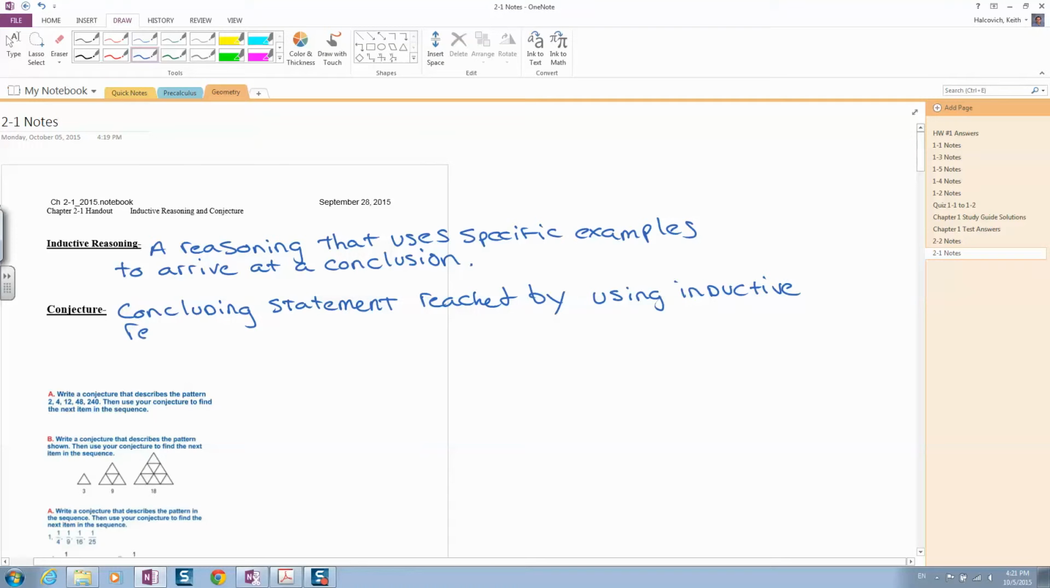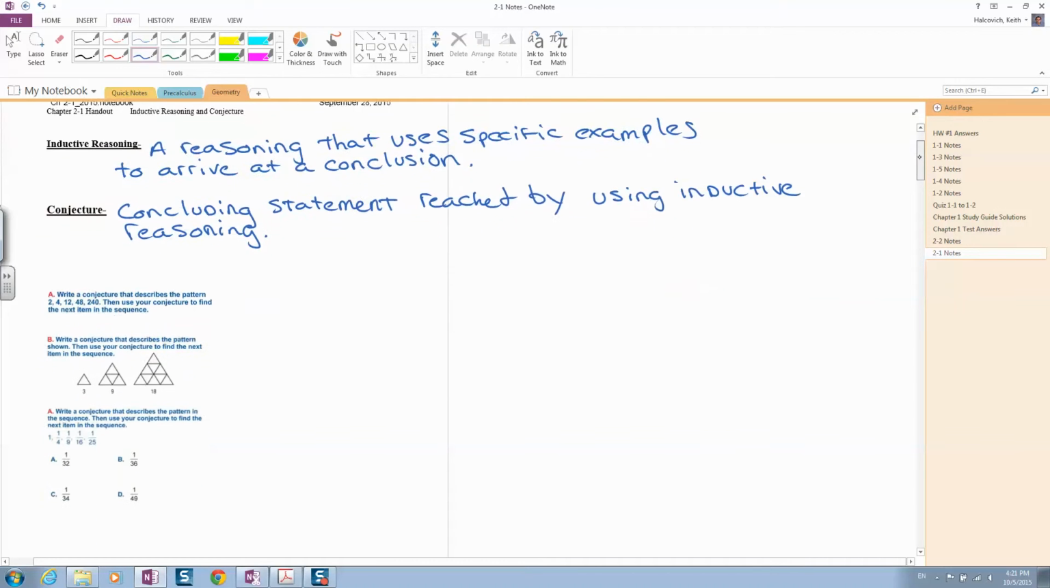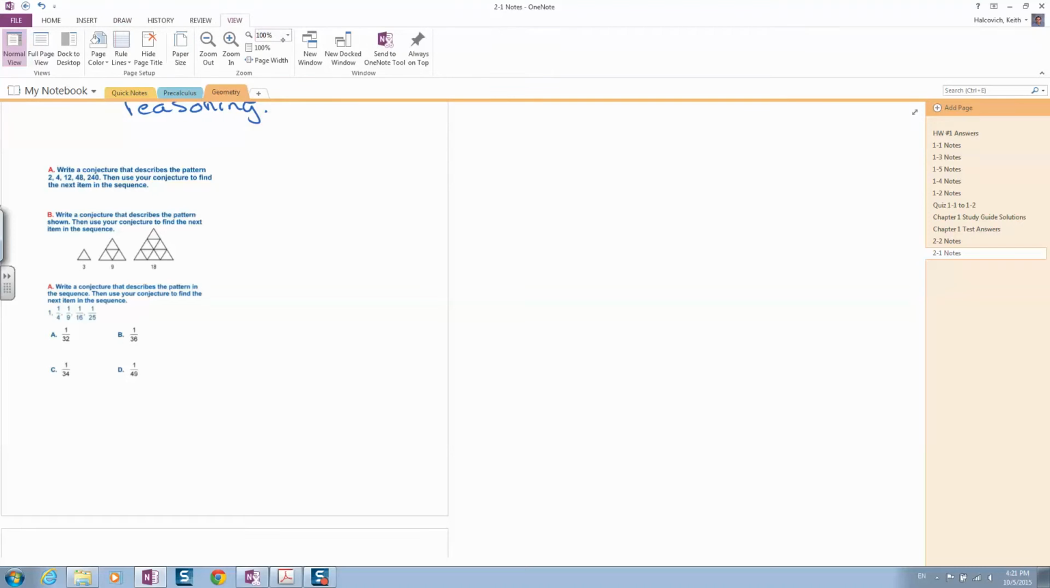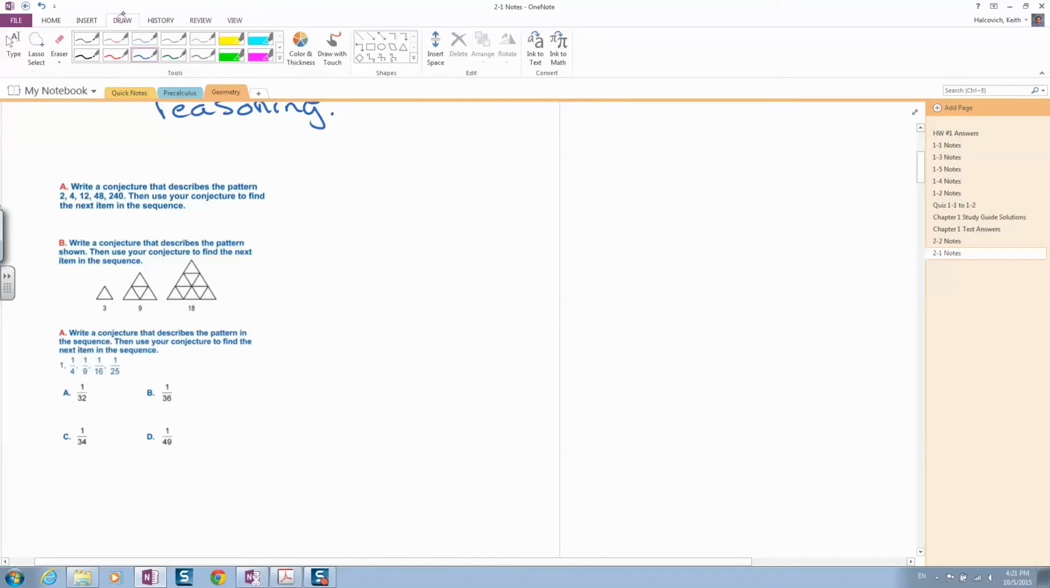So those are two definitions that you need to know before we start going through the examples. What inductive reasoning is, what a conjecture is. So inductive reasoning is the process, the conjecture is what you're going to come up with. So the first statement here, and let me make it a little bit bigger. There we go. The first statement says write a conjecture that describes the pattern 2, 4, 12, 48, and 240. Then use your conjecture to find the next item in the sequence.